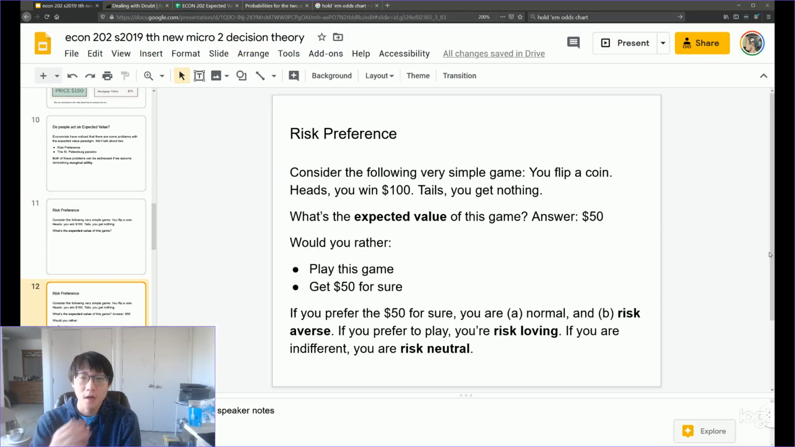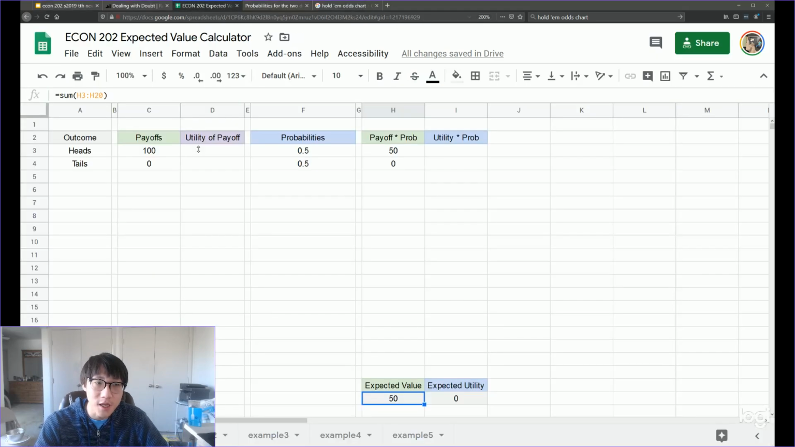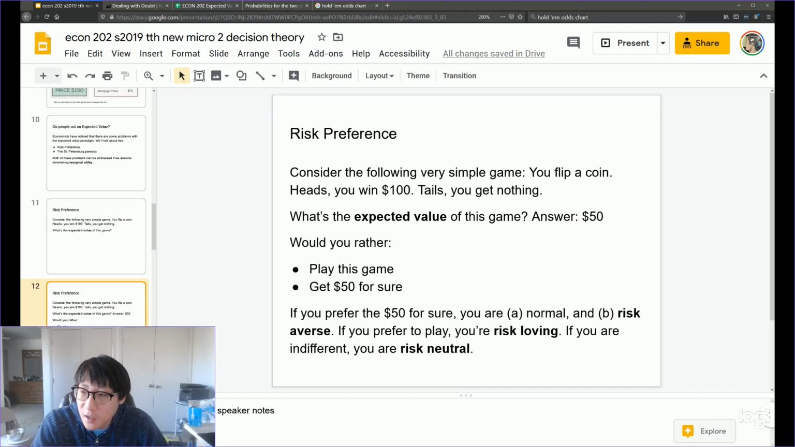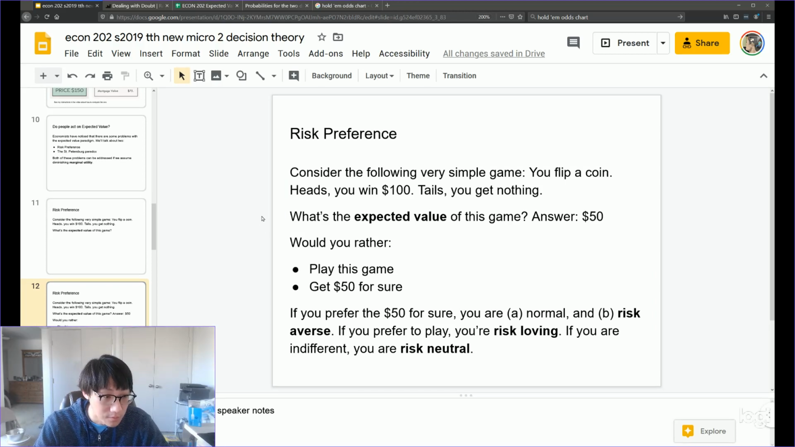Now, here's my question. Suppose I give you the choice of either playing this game or getting $50 for sure. You could play this game where you get either 0 or 100 with 50-50 odds, or I could just give you $50 for sure. What would you rather do? If you are like the vast majority of people presented with this choice, you are going to pick the $50 for sure. Not everybody, but the majority of people do.